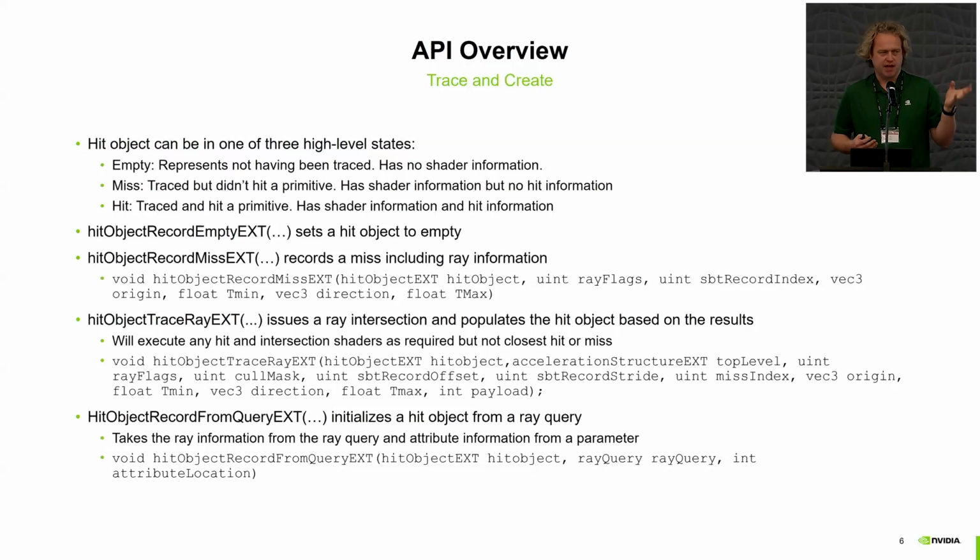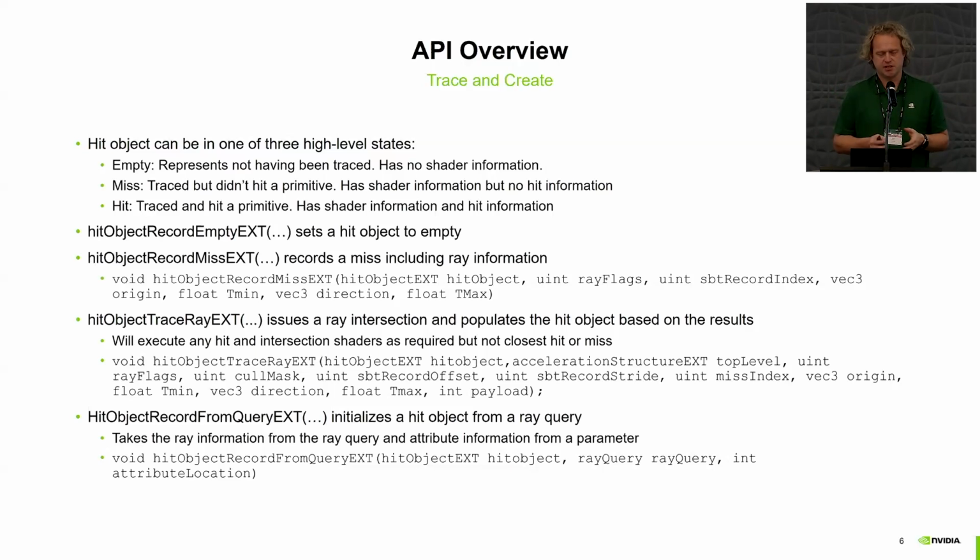The hit state, you have to have done a trace. And once you have done a trace, the hit object moves into either the hit state with hit shader indexing information and hit information, or the miss state. And so there are two different ways in this extension to create a traced hit object.